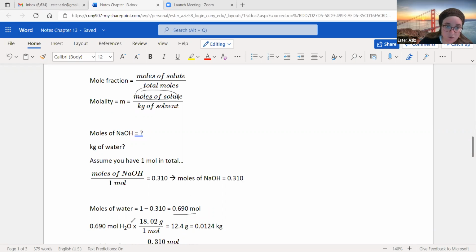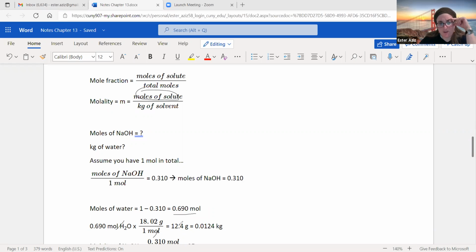And so we take those moles, we know the molar mass of water is 18.02. You have to put that on top so that moles and moles cancel out. So once they cancel out, you can carry on this multiplication, and you get 12.4 grams because the molar mass is in grams.